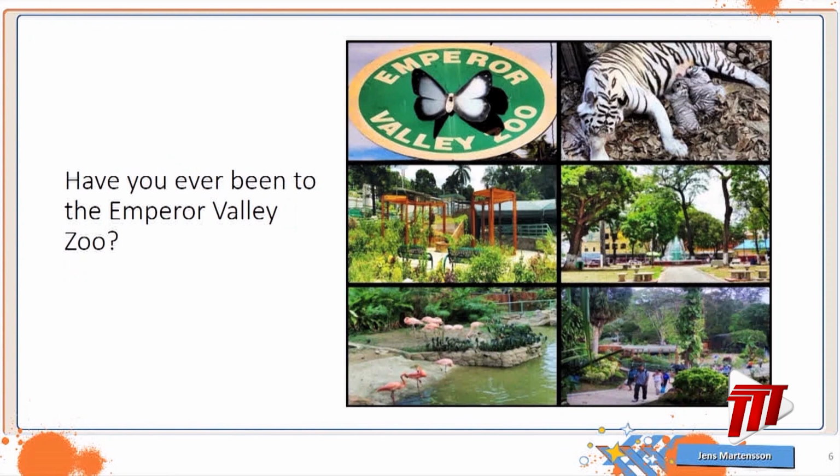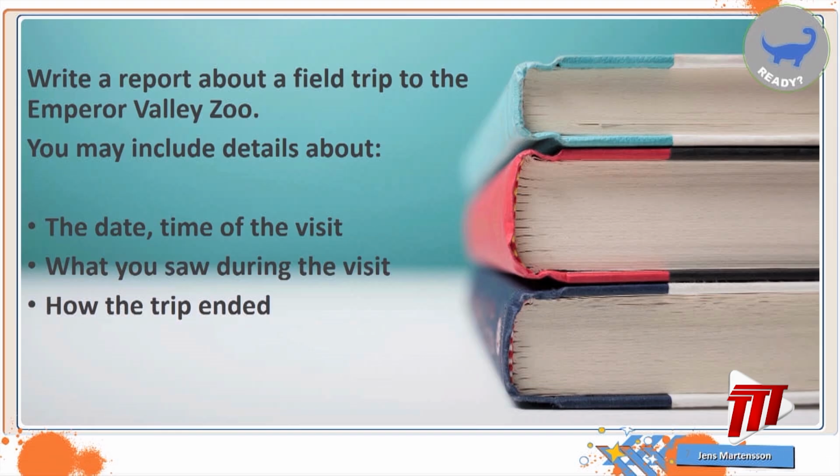Have you ever been to the Emperor Valley Zoo? Well, if you haven't, I'm sure that you could encourage your teacher to take you on a field trip to the Emperor Valley Zoo. Today's prompt deals with writing a report about a field trip to the Emperor Valley Zoo. The information the students are asked to include would be details about the date and the time of the visit, what you saw during the visit, and how the trip ended.